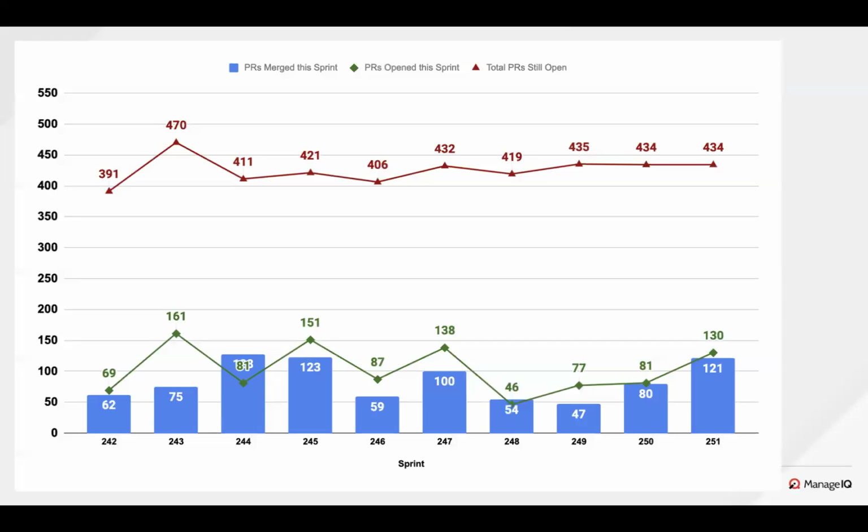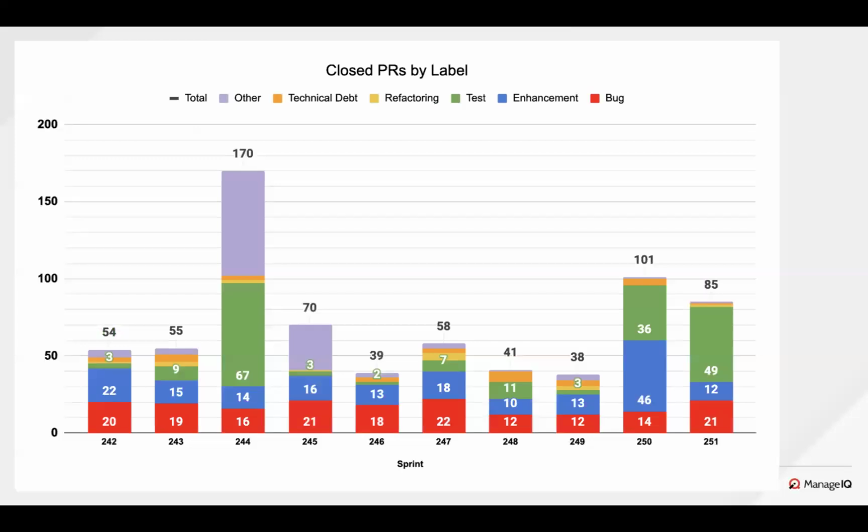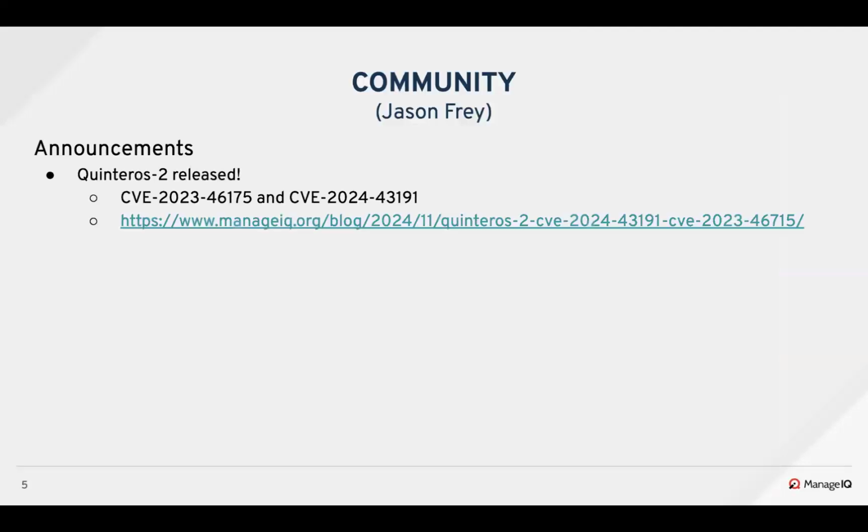So as you can see, it was a fairly typical sprint with a few more PRs merged, with 121 PRs merged. And of the closed PRs, mostly tests, but some bugs and enhancements in there.